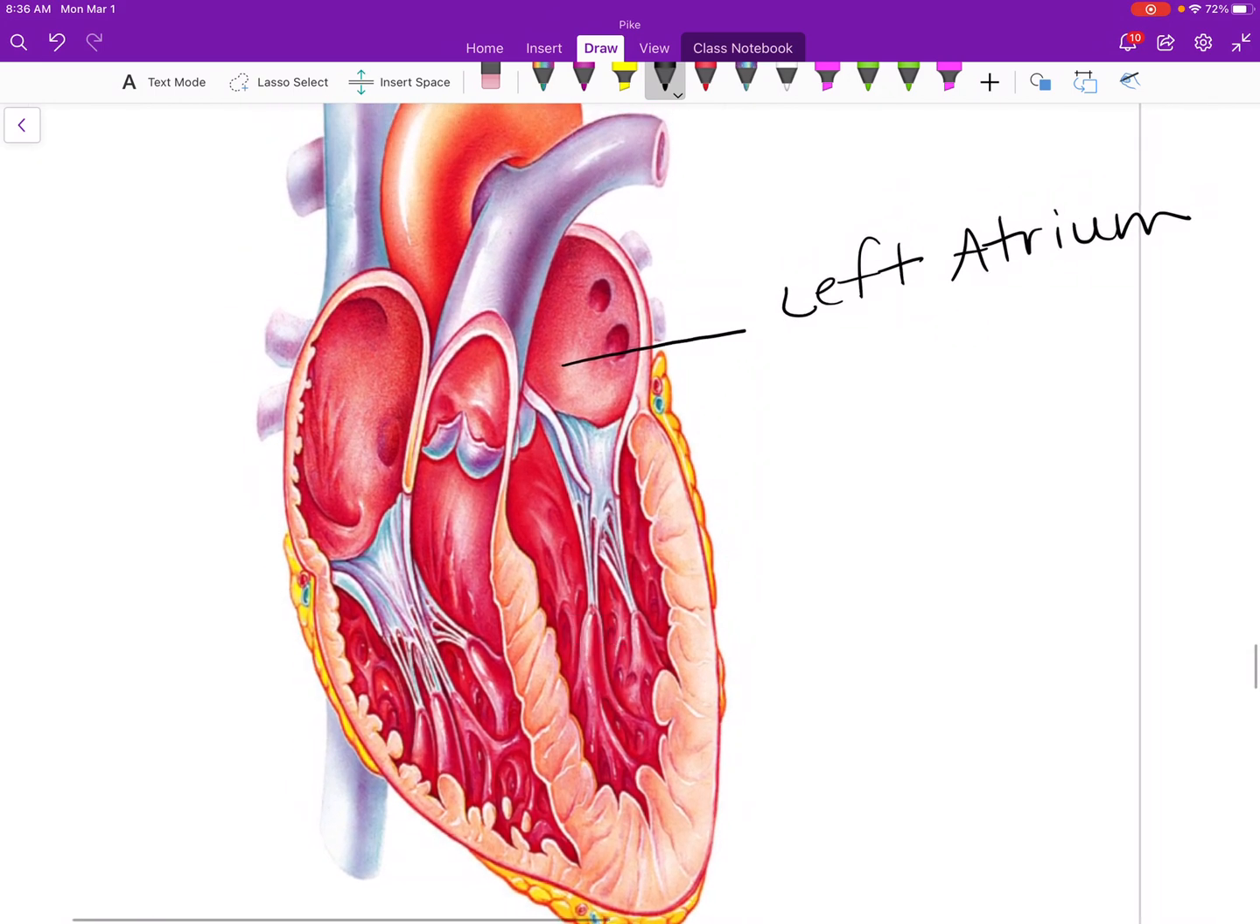That is my left atrium. And you see holes right here, where blood is going to be brought back in. We'll talk about that in a second. So that's the left atrium.